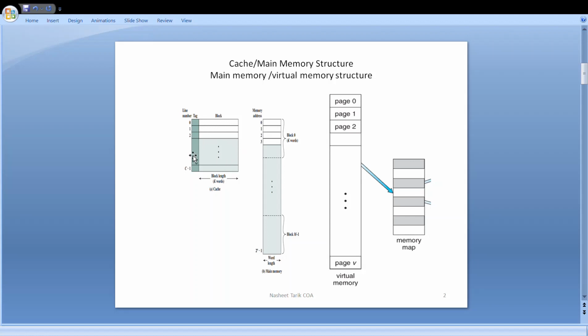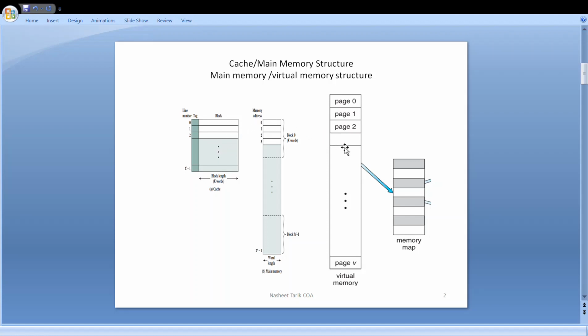But what happens if this cache memory is full? In that case, some of the blocks need to be replaced from this cache memory to make space for the new block that we are copying from main memory into the cache memory. So this is done as per the various replacement techniques, and each of them has their own advantage and disadvantage.